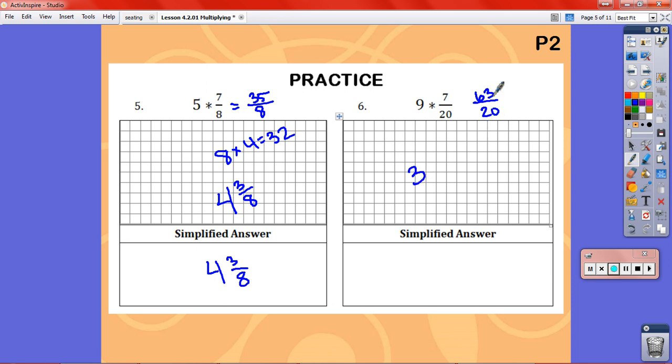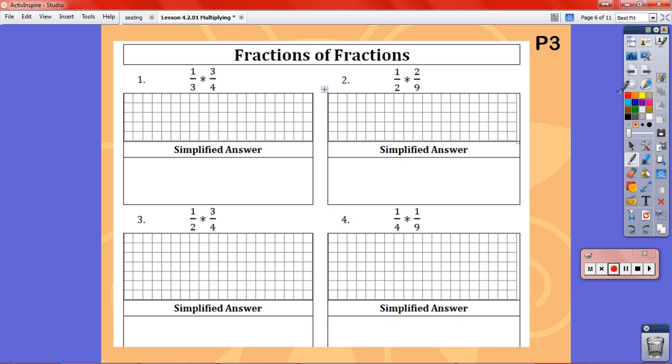3 times 20 is 60, and that leaves me 3 pieces left over, 3 out of 20, which is simplified. 3 and 3 out of 20. Then we have fractions of fractions.